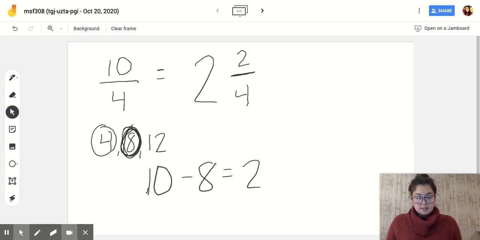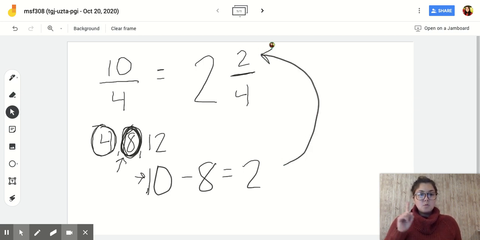So we kept our denominator the same. We listed our multiples. We circled our multiples, and the amount of circles we had was 2. So 2 was our whole number. We used 8 of the 10. So we did 10 minus 8, and that equaled 2, and our 2 went up top. Let's do one more problem together.